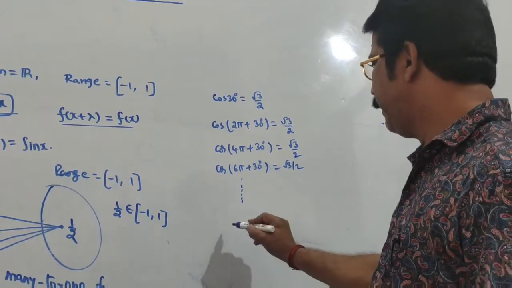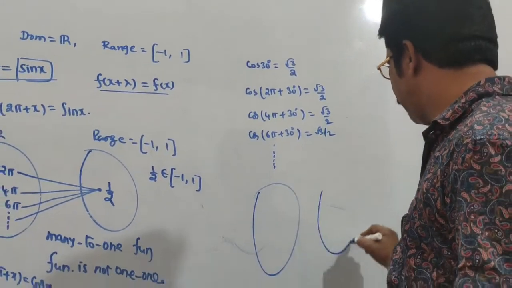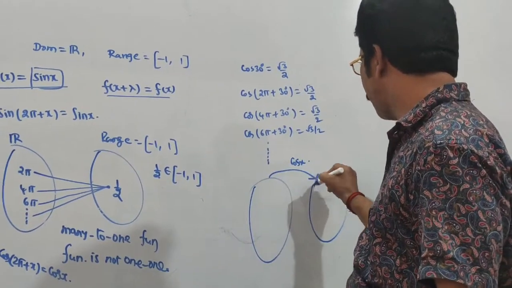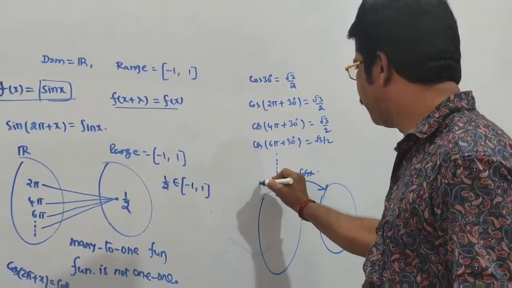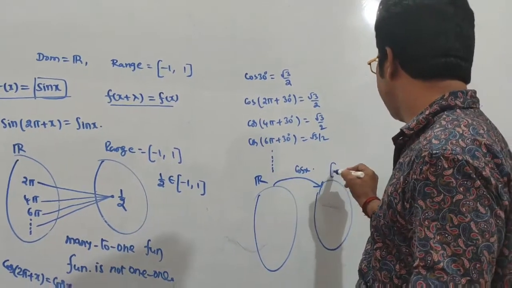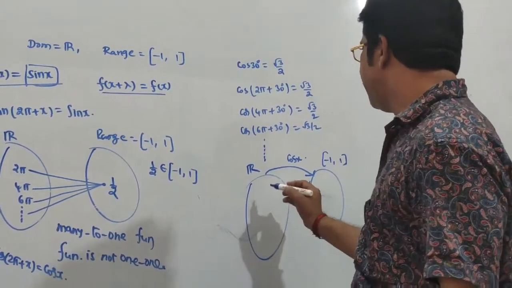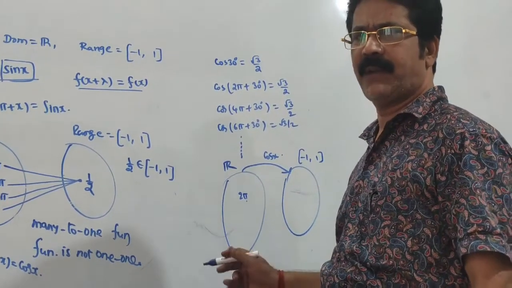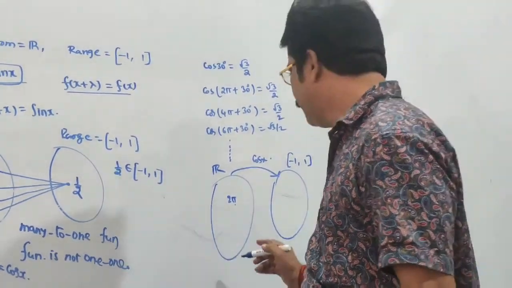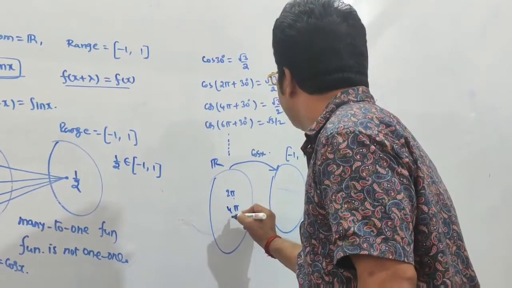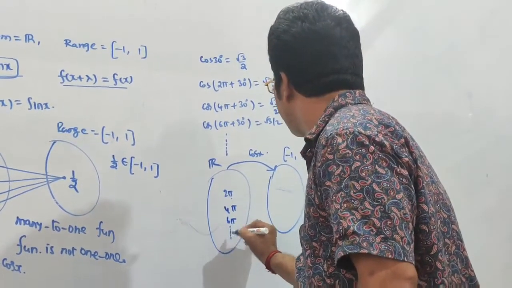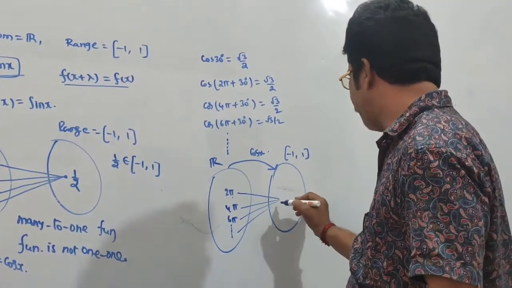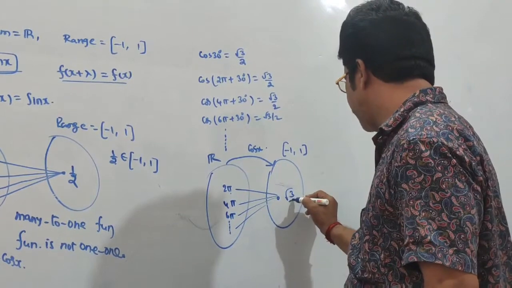Infinite values are there. In the cos x function, the domain is capital R, and the range is the same, -1 comma 1. Here 2 pi means 22 by 7 times 2, which, as you already know, is an approximate value. 2 pi, 4 pi, 6 pi, and so on. All these infinite values are mapped to only root 3 by 2.